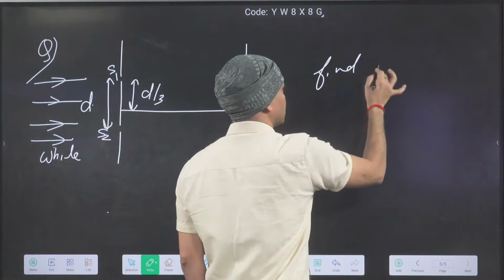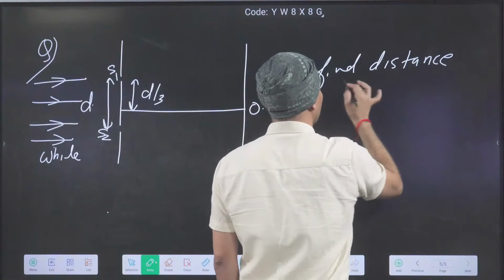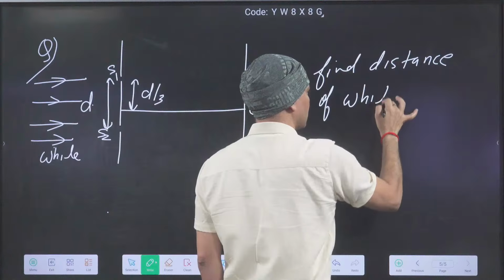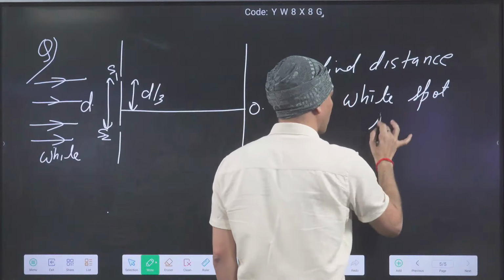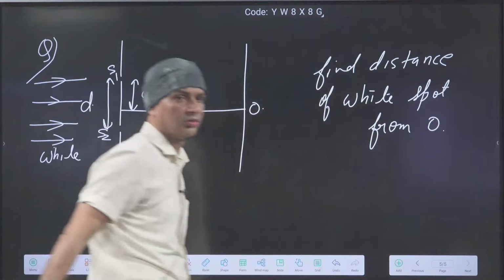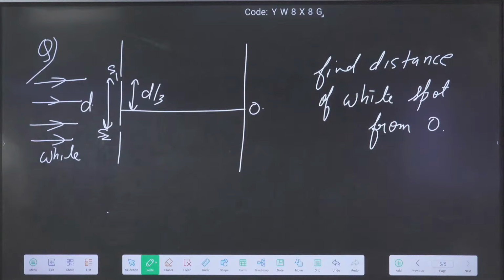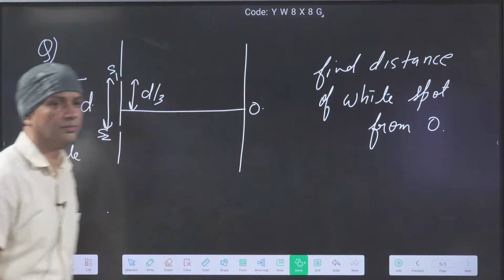Find the distance of white spot from O. O is not a bisector, in the figure you can see. I am asking what is the distance of white spot from the O.